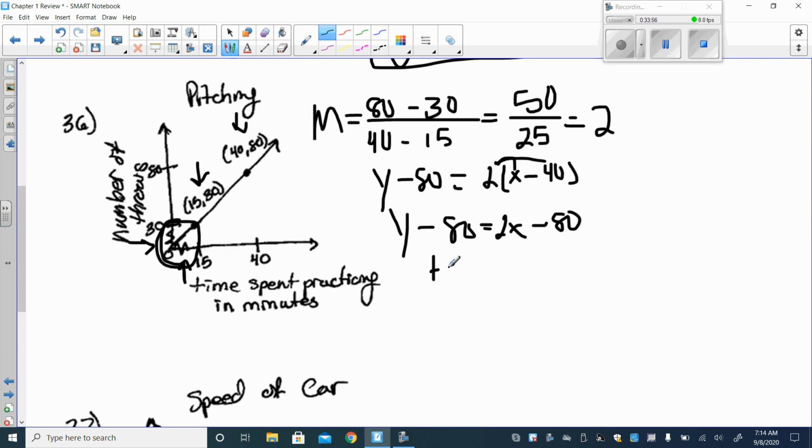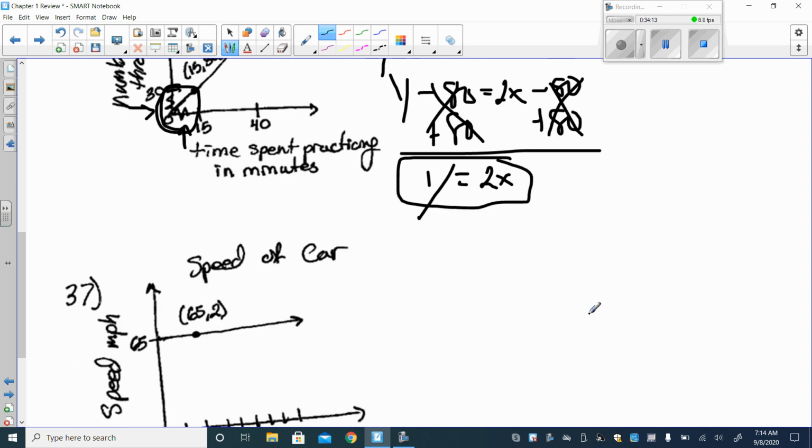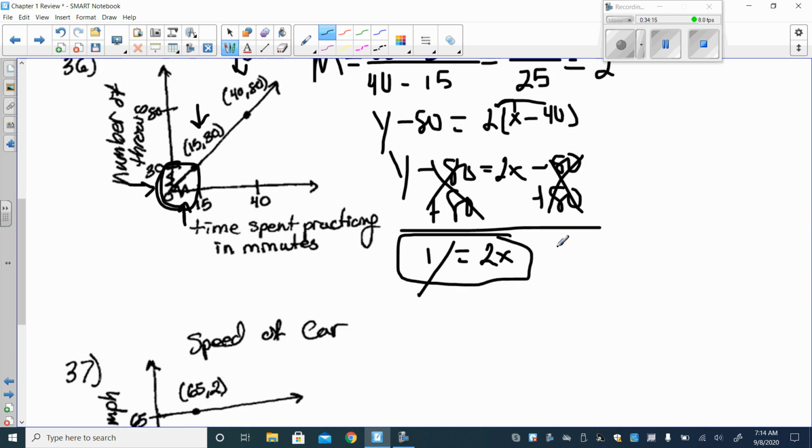And at this point here, we can add 80 to both sides. Because again, we wanted to get it in y equals mx plus b form, so y equals 2x. Well, negative 80 plus 80 cancel, and hey, they cancel over here. So it turns out the y-intercept was 0, but our overall equation is y equals 2x. And that's all we have to do for this here.